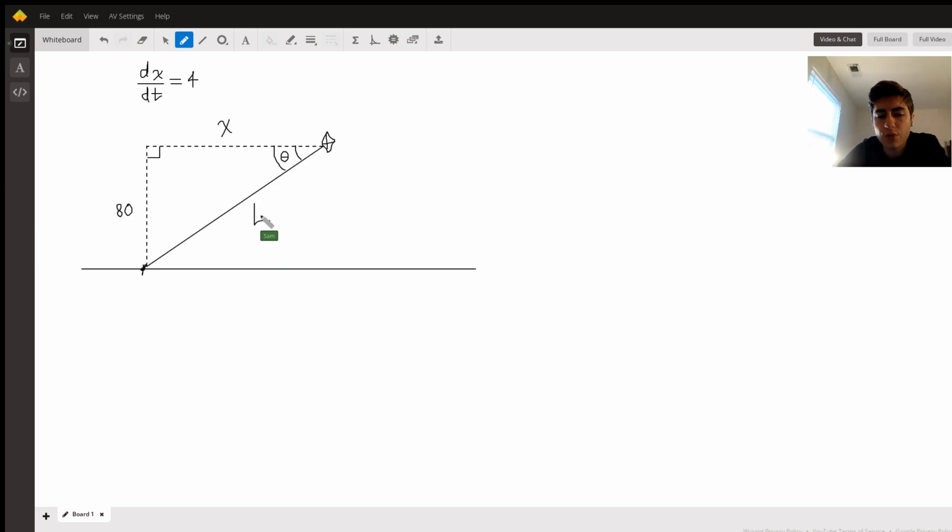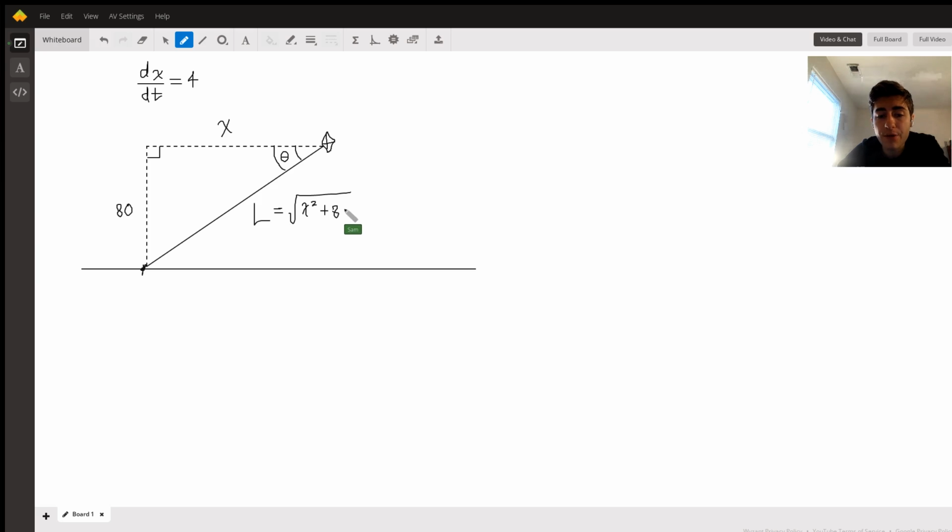We're also going to want to relate the length L to the horizontal and vertical lengths x and 80, which is not very difficult because this is a right triangle. So the hypotenuse L is going to be equal to the square root of the sum of the squares of the other two sides. So L is equal to the square root of x squared plus 80 squared.